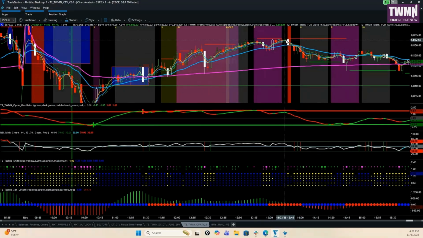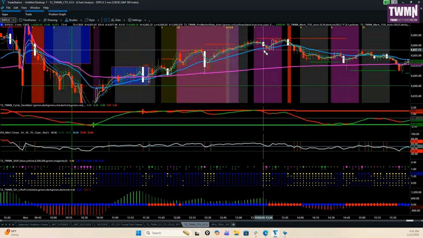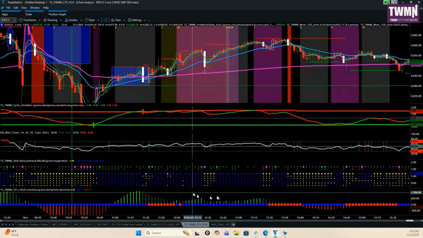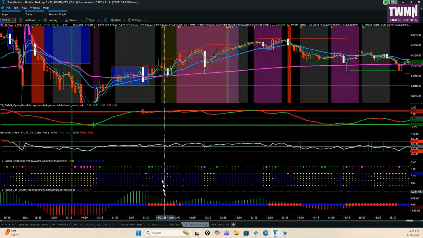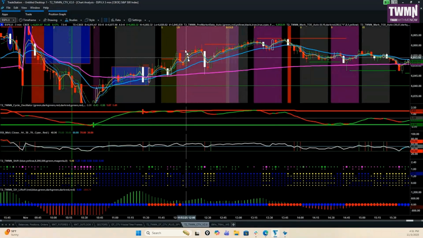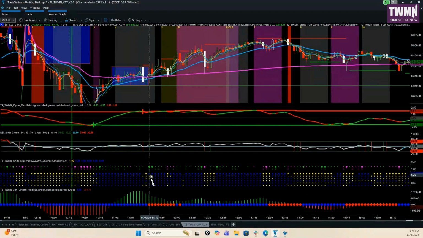But we got a red bar right here. The thing that's different about this one is, look, you were going from a sea of blue with a sprinkling of yellow on each of these pullbacks. So this is kind of a heads up right here.